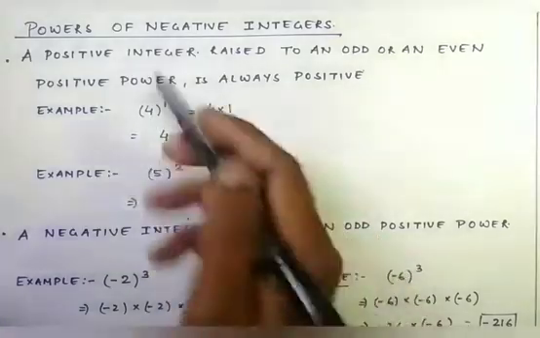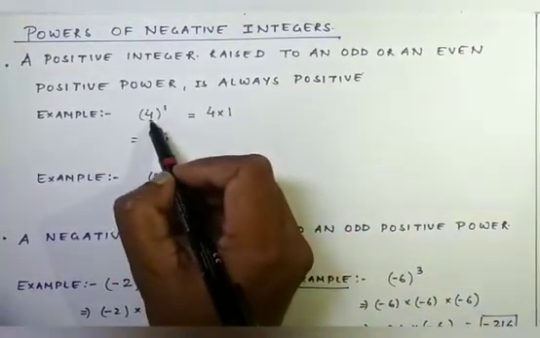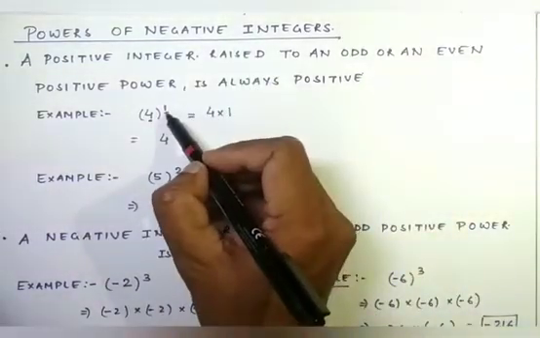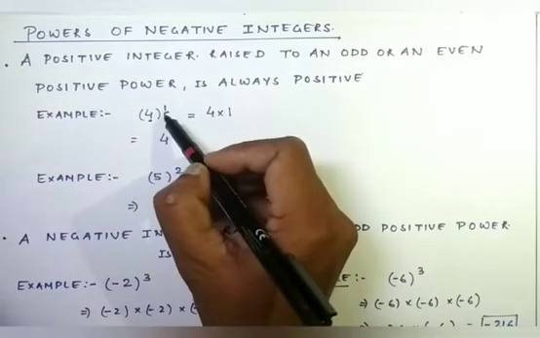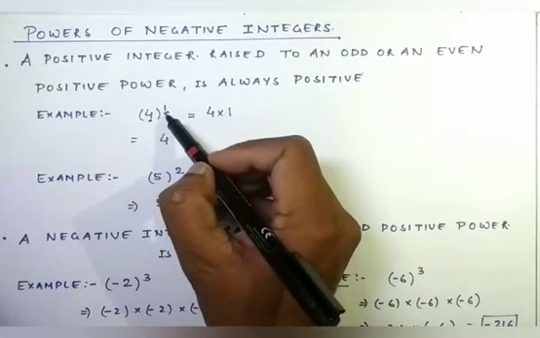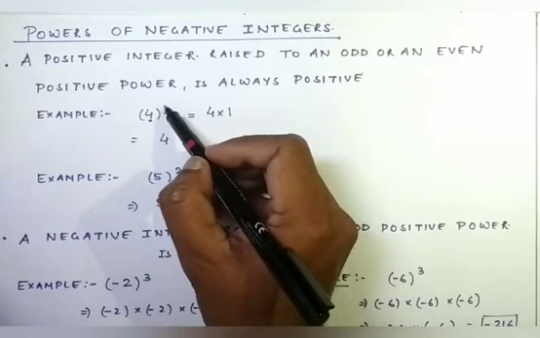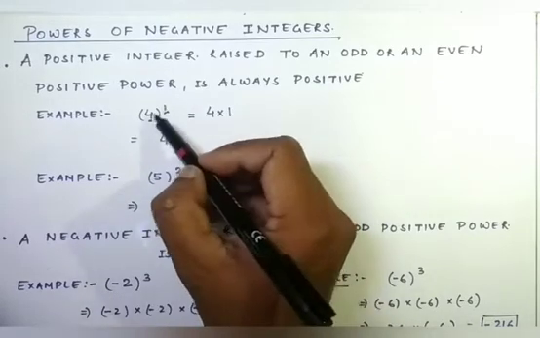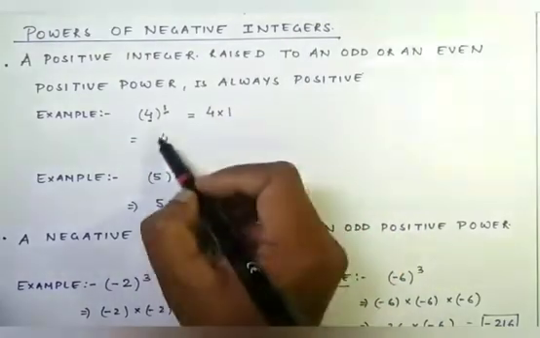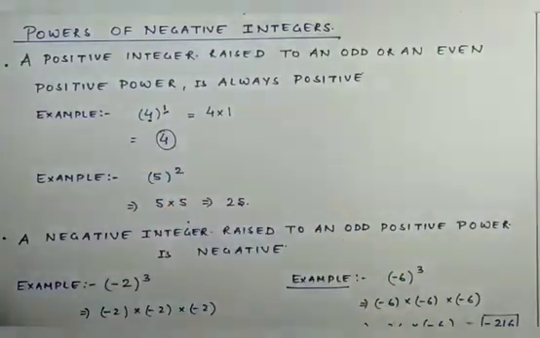Over here, if I am taking a positive integer, the base is positive, and the power is odd. You know what odd numbers are? Numbers which are not divisible by 2. So 1 is not divisible by 2. First I am going to take the example of odd powers. If I have taken 1, so 4 to the power 1 means 4 into 1. So the answer you are going to get is positive.